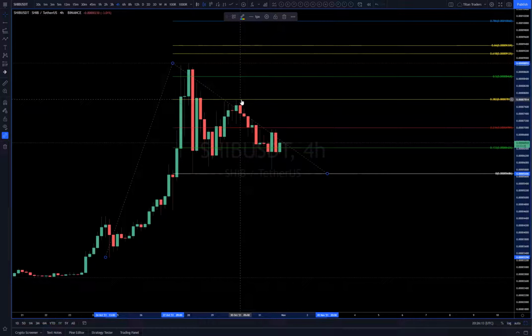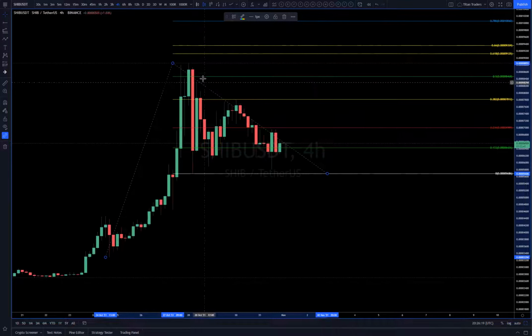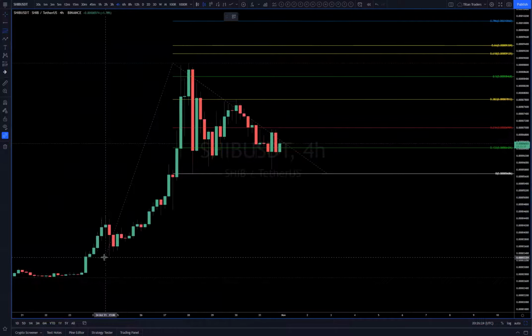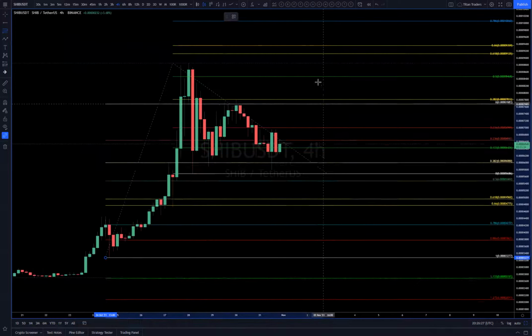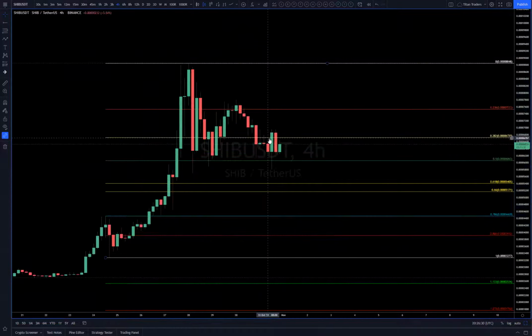We rejected after 382, which is not too great, and we're trying to hold 0.133. That's one way of looking at it. Another way of looking at it is using the normal fib retracement tool. If I use this low to the high, let's hide this. And again, we're under the 382.